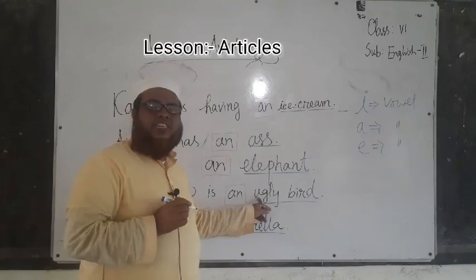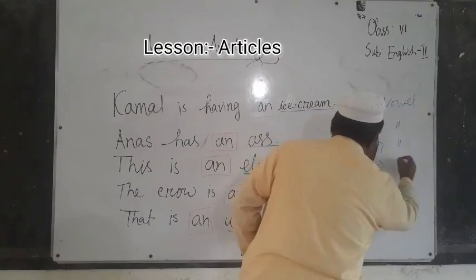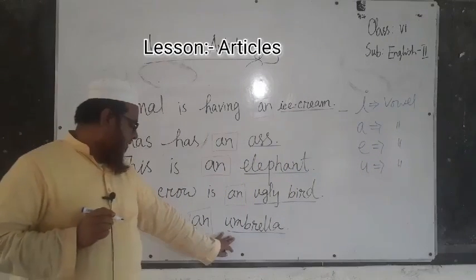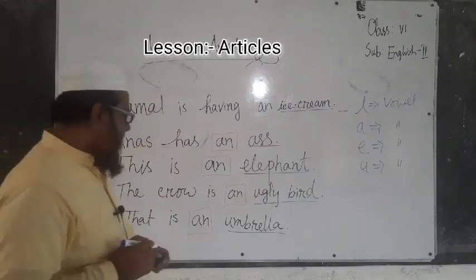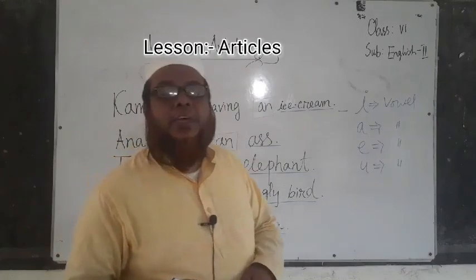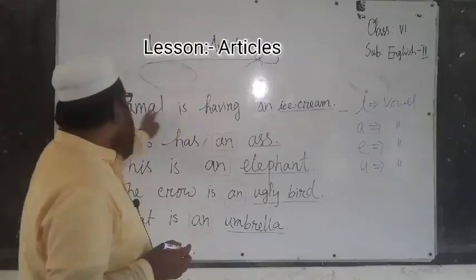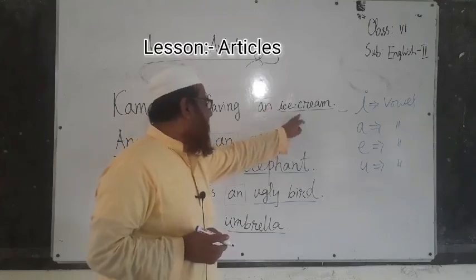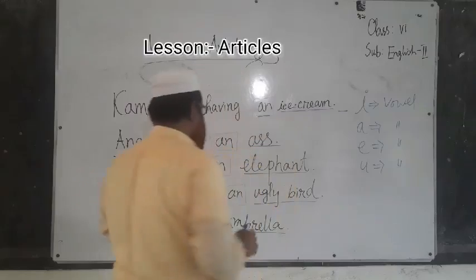The word ugly, the word starts with U. It is also a vowel. Next word, umbrella. The word starts with U. It is also a vowel. My student, in this situation, which article do we use here? We use here an. Kamal is having an ice cream. An ice cream. We use here article an.